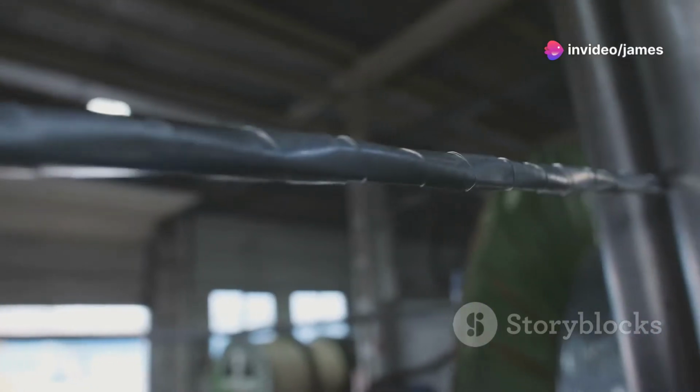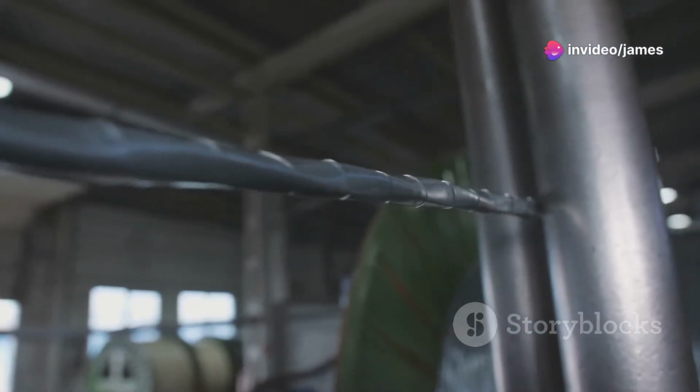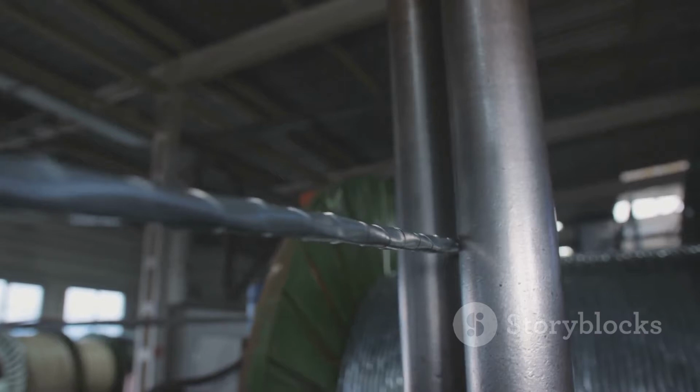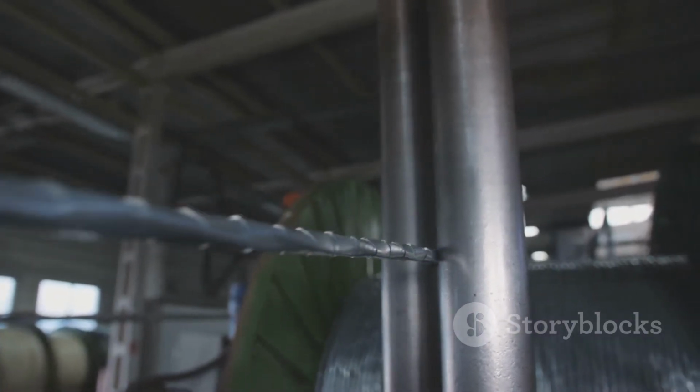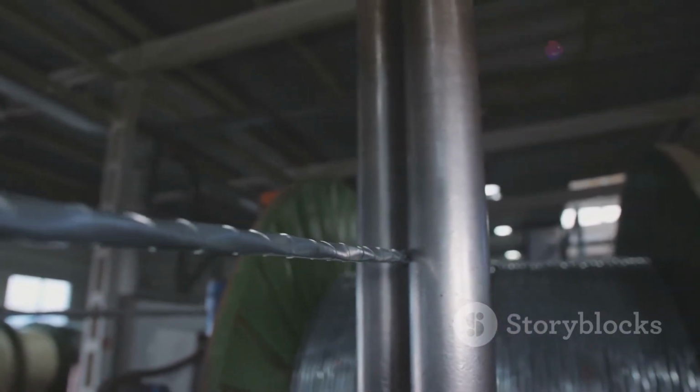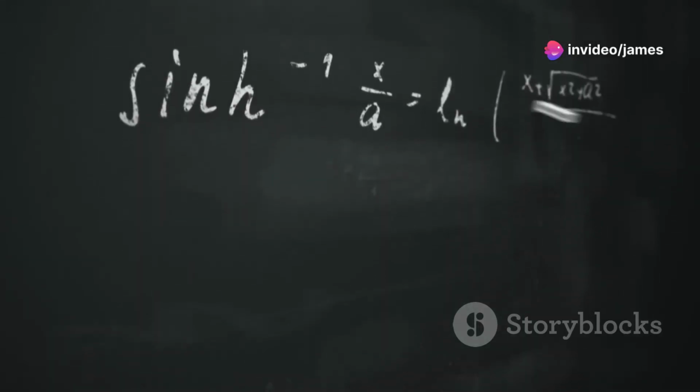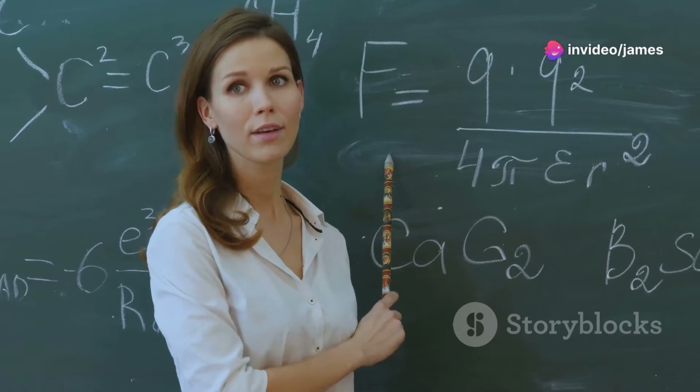Here's the formal definition. Coulomb's law states that the force of attraction or repulsion between two point charges is directly proportional to the product of their magnitudes and inversely proportional to the square of the distance between them. Now let's put that into a neat little formula. Don't worry, we'll break it down.